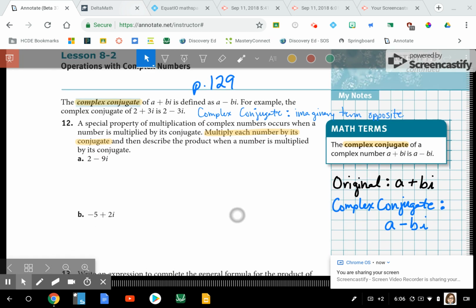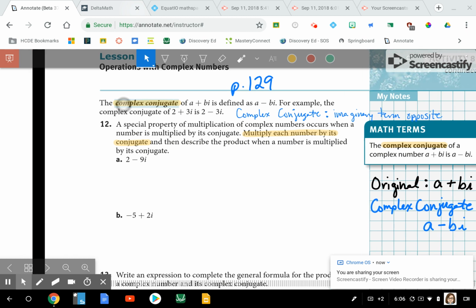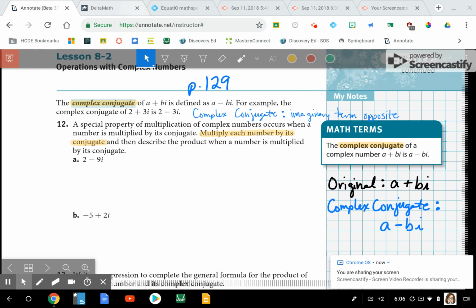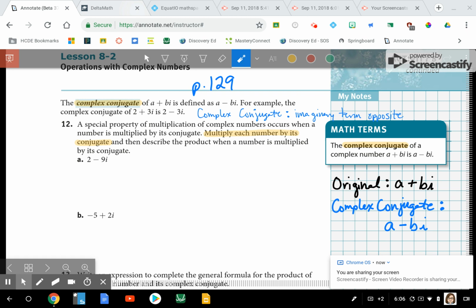So here on page 129, we're going to look at what's called complex conjugates. So complex conjugates are just kind of opposite imaginary terms. So it's a special term that we use only talking about complex numbers. So basically, the complex conjugates are where the imaginary term is opposite. So right here, if we have 2 plus 3i, its complex conjugate is 2 minus 3i. Notice the only thing that changed was the imaginary term. The 2, or the real number, stayed the same. So real stays the same, imaginary flips, or it's the opposite.